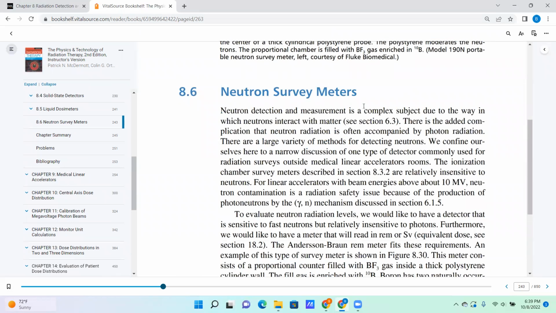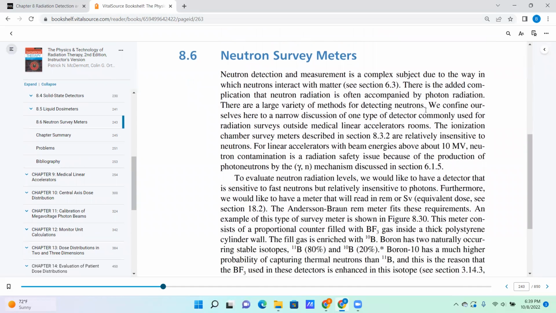Neutron detection and measurement is a complex subject due to the way in which neutrons interact with matter. There is an added complication that neutron radiation is often accompanied by photon radiation. And there's a large variety of methods for detecting neutrons, and we confine ourselves here to a narrow discussion of one type of detector commonly used for radiation surveys outside medical linear accelerator rooms.